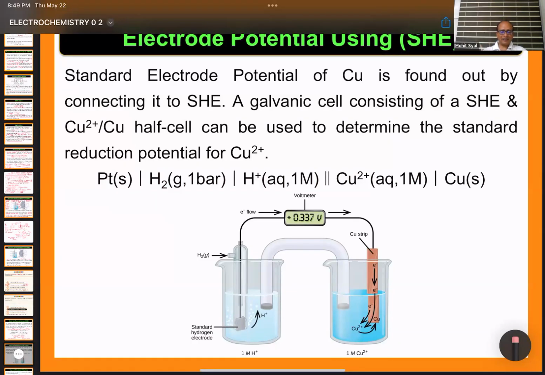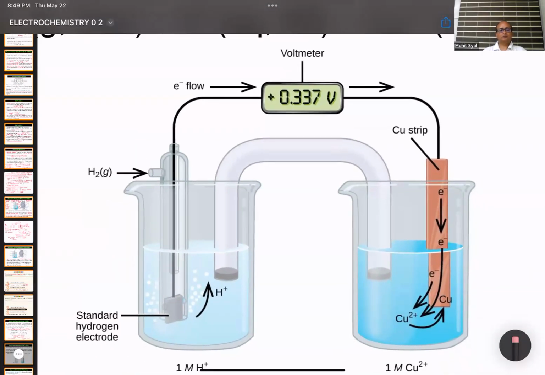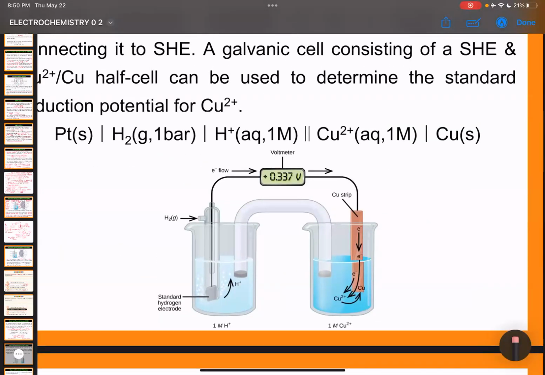This is the experimental setup. I hope all of you understood this. Yes. Got it? And this is 0. And EMF is standard EMF.